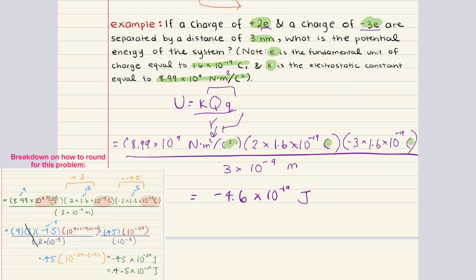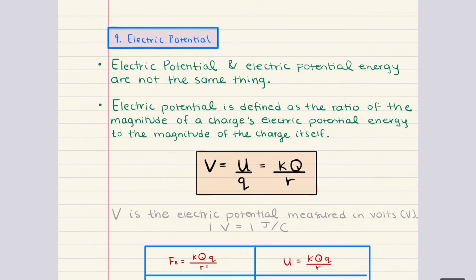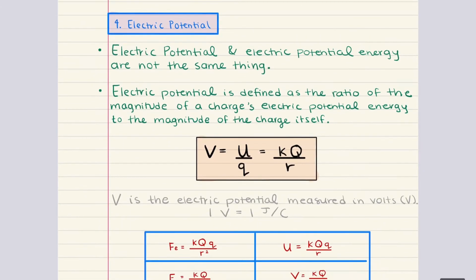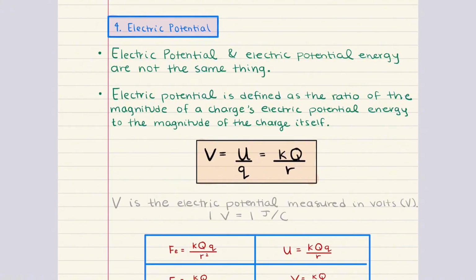Now we can move into our fourth objective, titled electric potential. Now that we've discussed electric potential energy, it's important to understand a related but distinct concept, electric potential. While the two terms may sound similar, they're not the same thing, and we want to understand the difference.